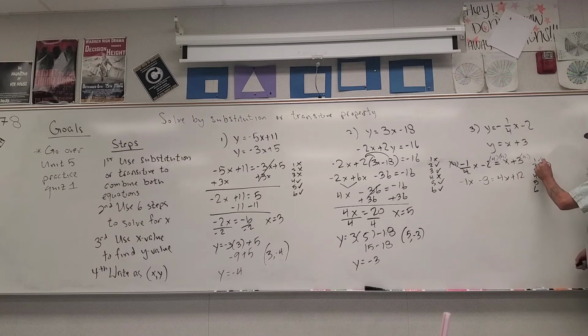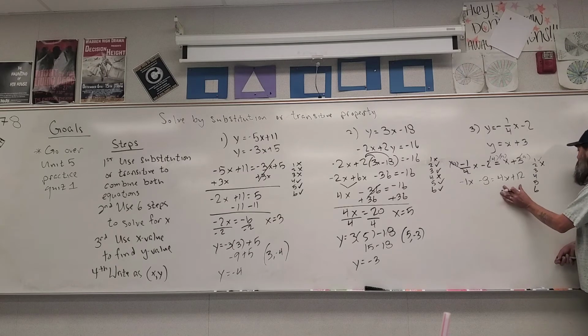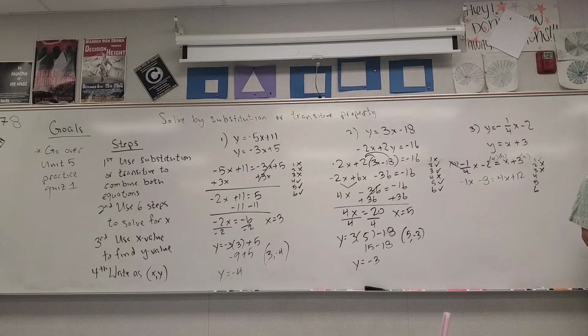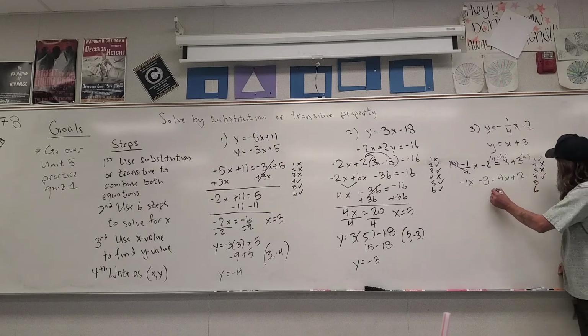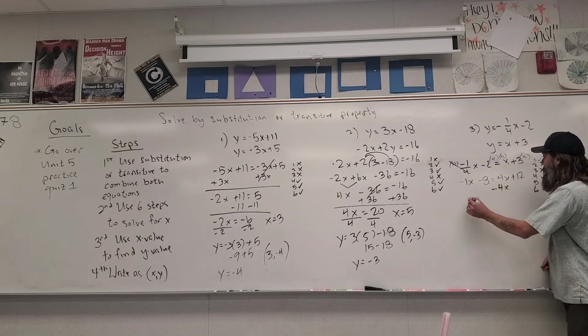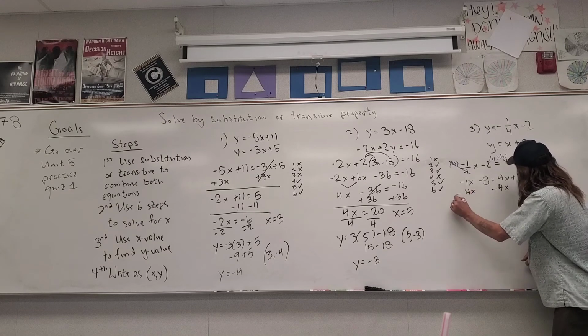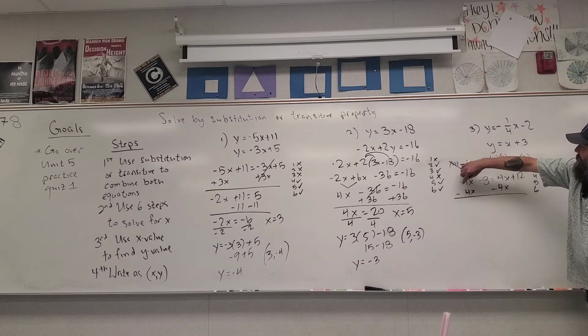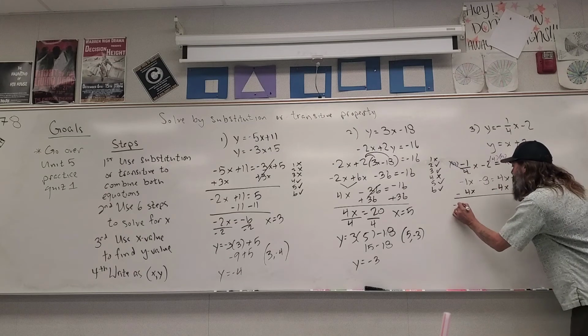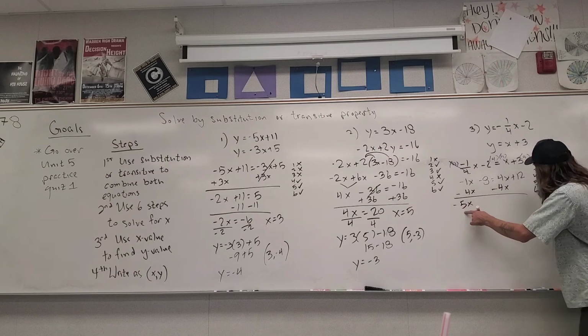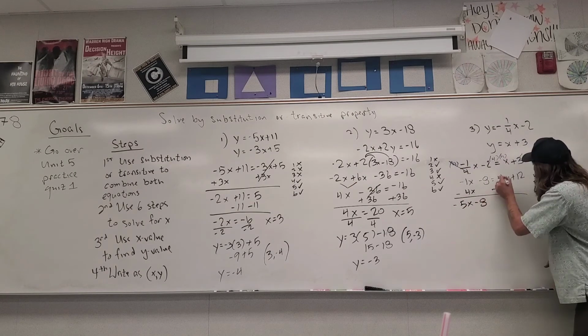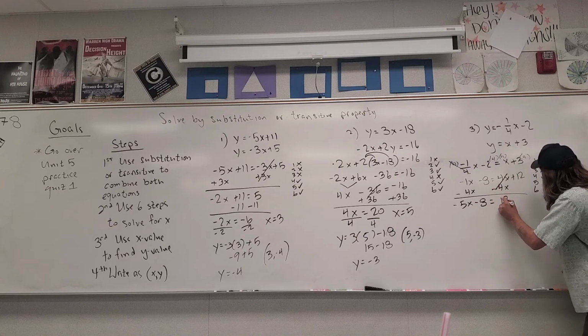Can I distribute? No, because there's no parentheses. Can I combine like terms on each side of the equal sign? No, I cannot. Can I get all variables to one side? Yes, I can. I'll subtract the 4x to both sides. Minus 4x, minus 4x. I owe you 1, I owe you 4. You're going to tell me that I owe you 5. Minus 5x, minus 8. Those cancel, and that equals positive 12.